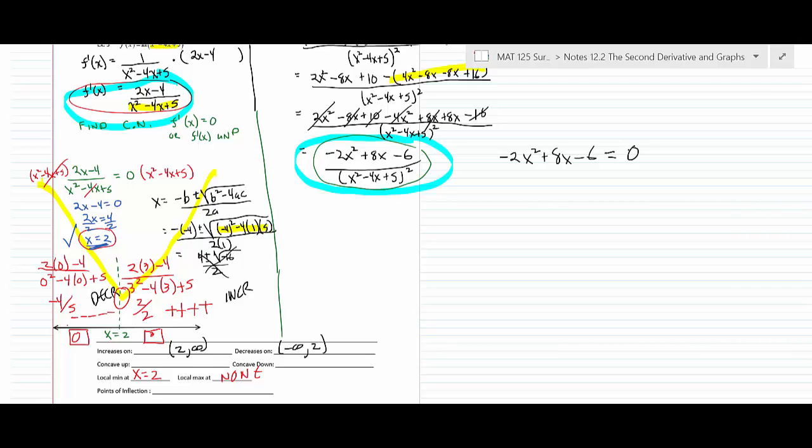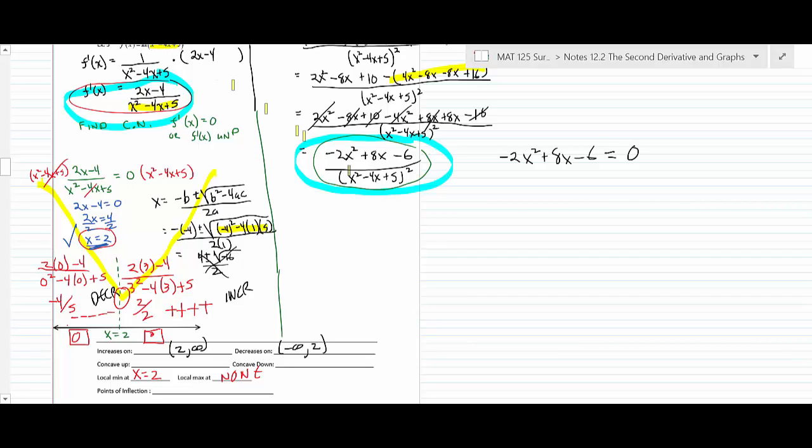So you can just set the numerator equal to 0. Does that make sense? This isn't the last problem. Look what I did. I set it equal to 0. I multiplied by the denominator. It ended up, I was just looking at the numerator. So that's all that matters. So what we need to do is solve this equation.